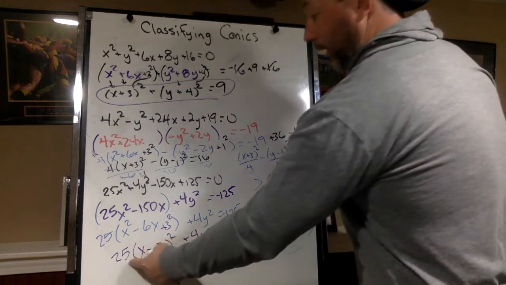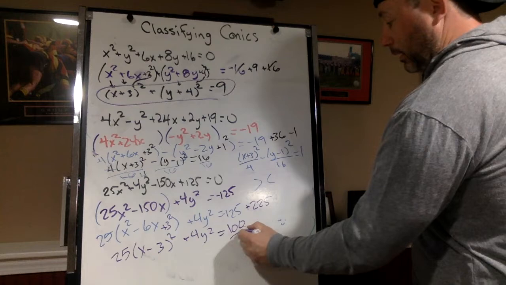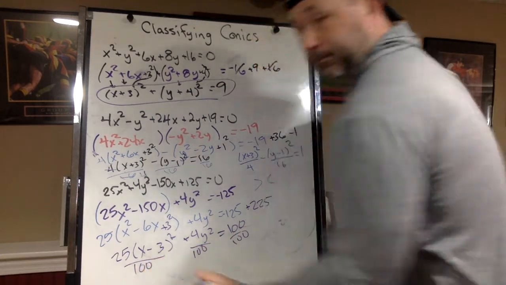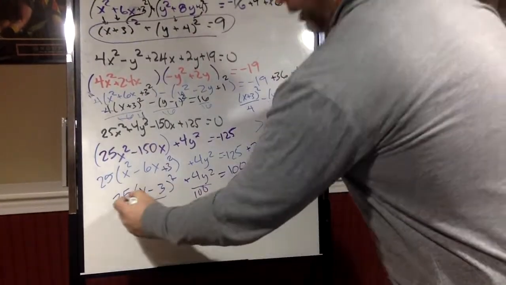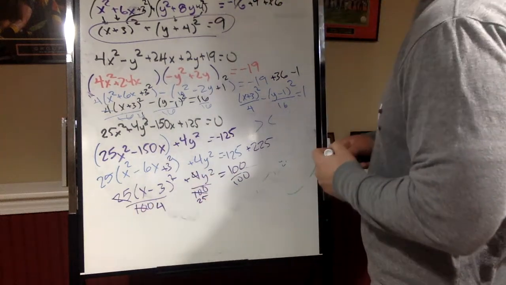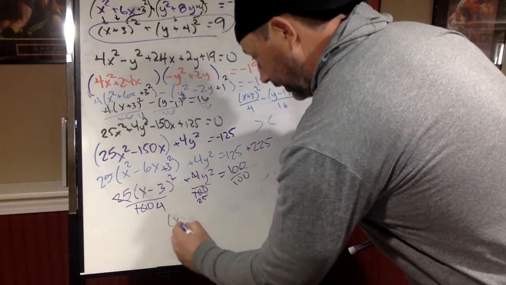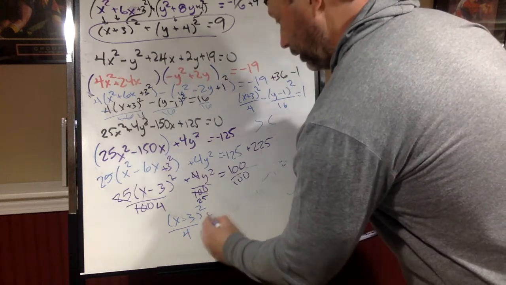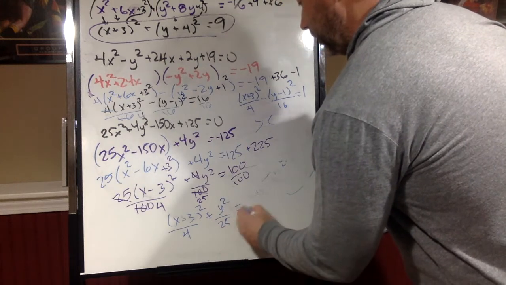Now, check it out. I know I have an ellipse because I have coefficients that aren't 1, and they're both positive. So let's divide by 100. Now, check it out. 25 goes in 100 4 times. 4 goes in 100 25 times. So, final answer, x minus 3 squared over 4 plus y squared over 25 equals 1.